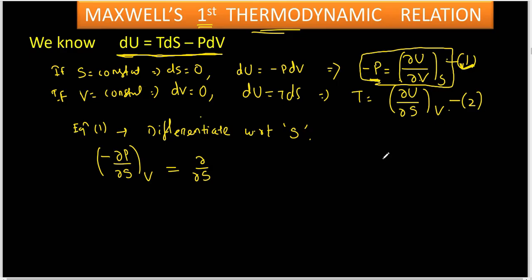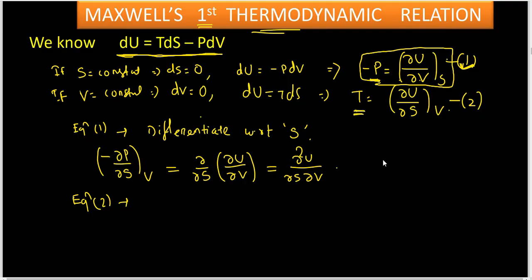right side में del by del S of del U by del V at constant S, तो नहीं लिखा जाएगा क्योंकि डेरिवेटिव विथ रिस्पेक्ट टू S होता है. सो क्या होगा? del square U by del S del V. सिमिलरली क्या करेंगे? इक्वेशन 2 को डिफरेंशिएट करेंगे. इक्वेशन 2 क्या है? T इज इक्वल टू del U by del S at constant V. सो अब इस इक्वेशन को विथ रिस्पेक्ट टू V डेरिवेटिव करेंगे क्योंकि राइट साइड में S होता है, V नहीं होता है.